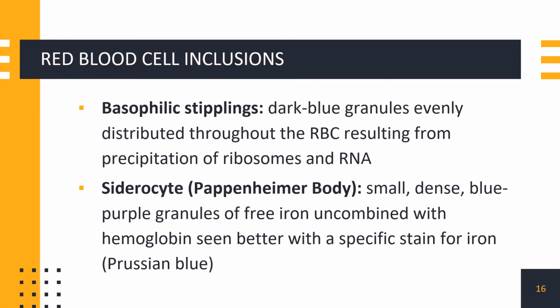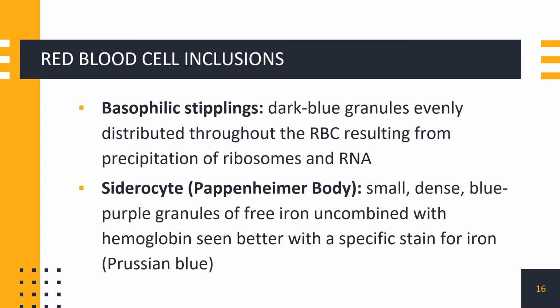Now let's proceed to the red blood cell inclusions, starting with the basophilic stippling. Basophilic stippling are dark blue granules evenly distributed throughout the RBC, resulting from precipitation of ribosomes and RNA. And basophilic stippling is found in conditions such as thalassemia minor, megaloblastic anemia, and lead poisoning.